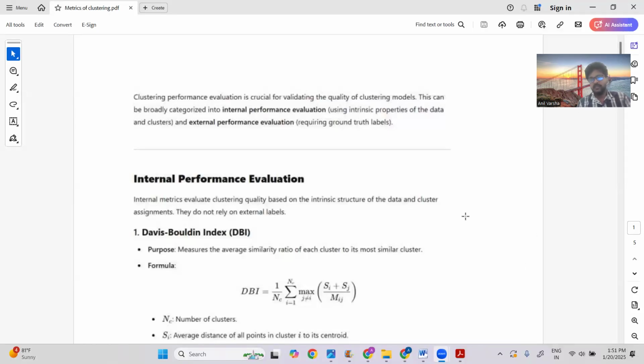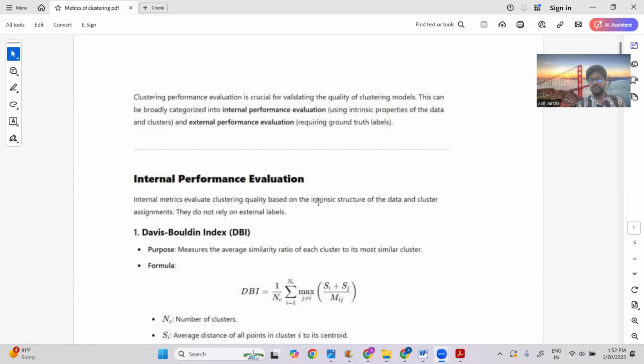Hello, all. In this session, we are going to discuss the metrics of the clustering methods. So far, we analyzed the clustering methods, right? How effectively the data points get clustered by using several clustering methods such as K-means or hierarchical clustering. Those clustering methods are able to divide the data points into several clusters.